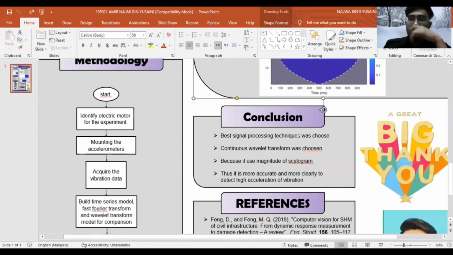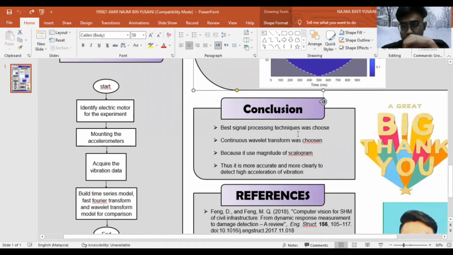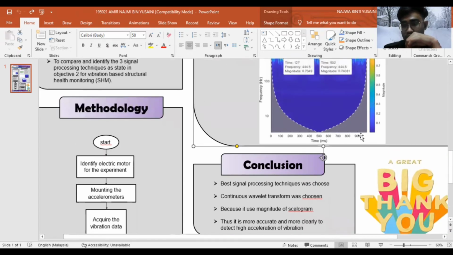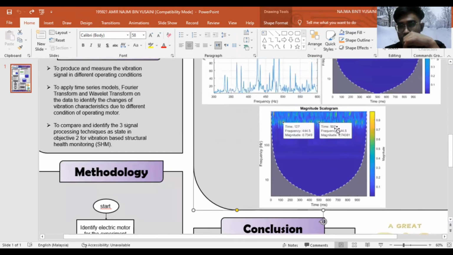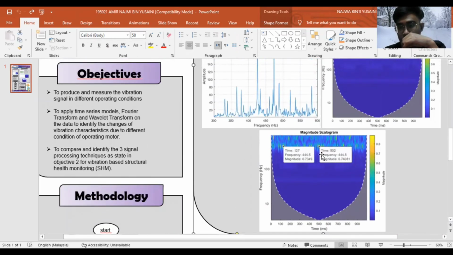For the conclusion, the best signal processing technique will be chosen, and for my research the continuous wavelet transform was chosen, which is the scaleogram method. Because it uses the scaleogram, it is more accurate and clearer in detecting high acceleration of vibration. As we can see in the results earlier, this method is very practical and very effective to detect the high vibration in the experiment.